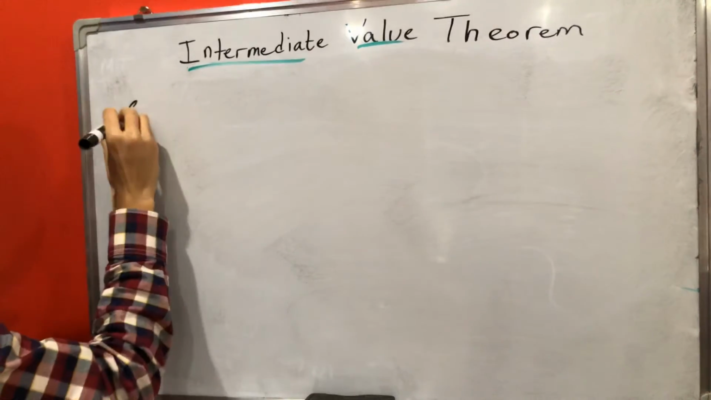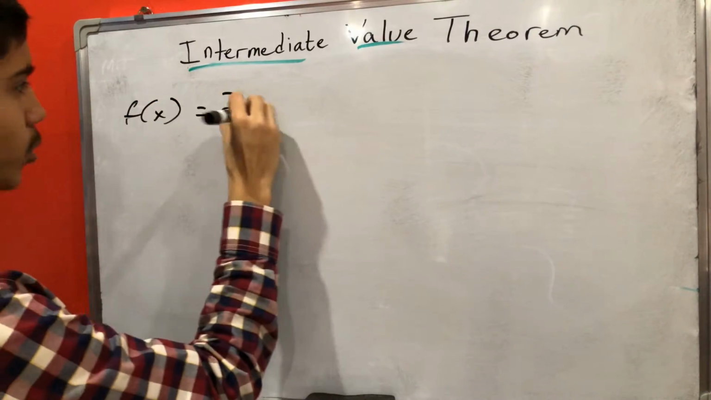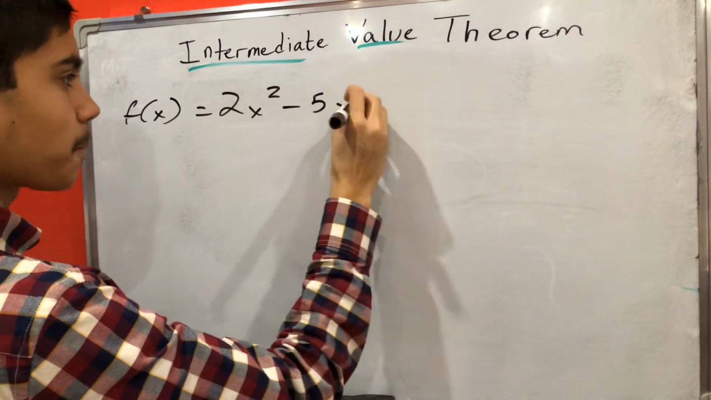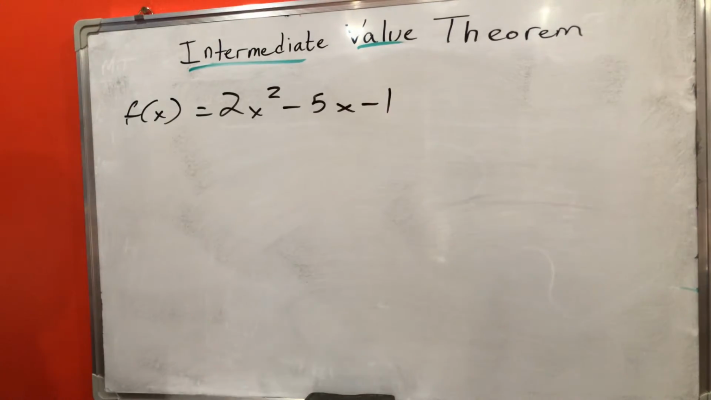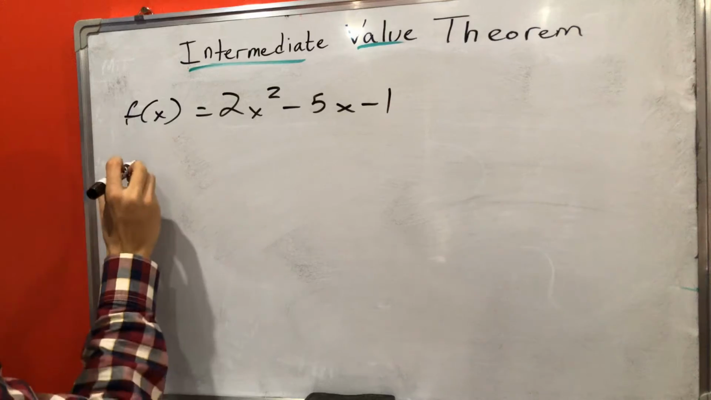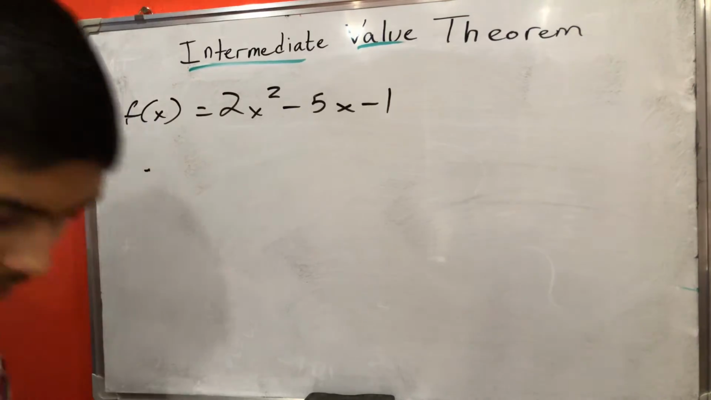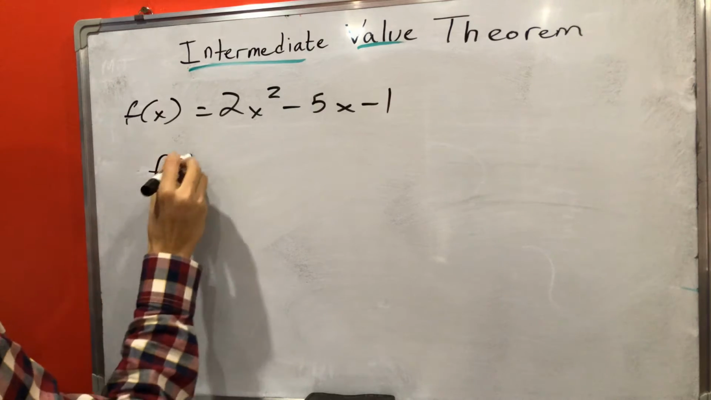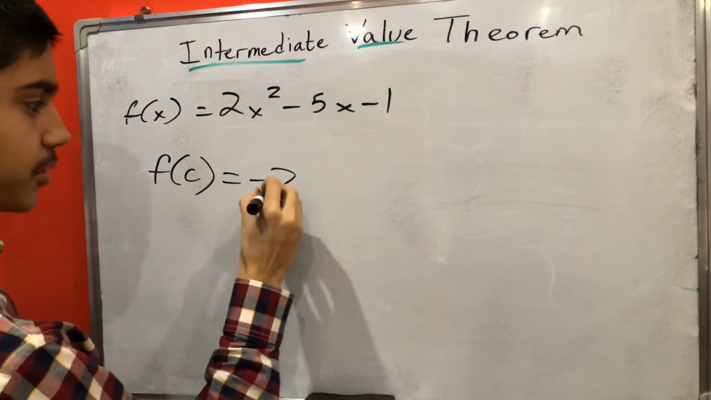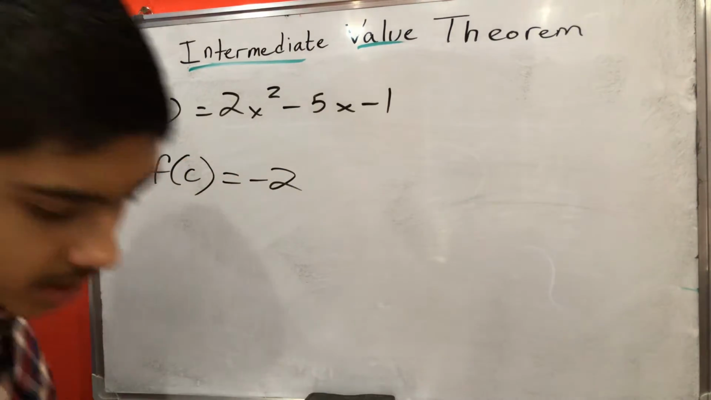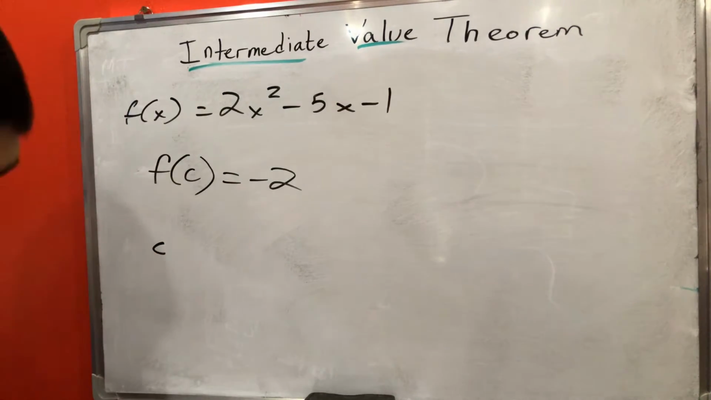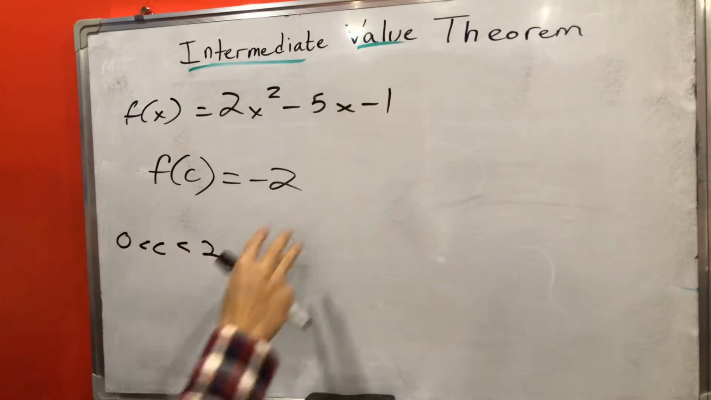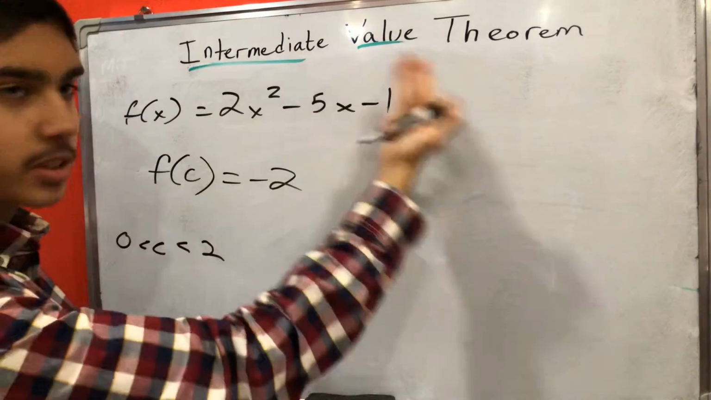So let's say we have a function f of x equals 2x squared minus 5x minus 1. Okay, so we just have a function. And they said, suppose, wait, what does it say? It says, let's suppose that f of c is negative 2. Does that mean that c is in between 0 and 2? So we have to translate this into a way that we can use the theorem.